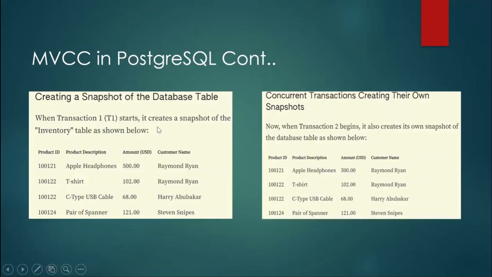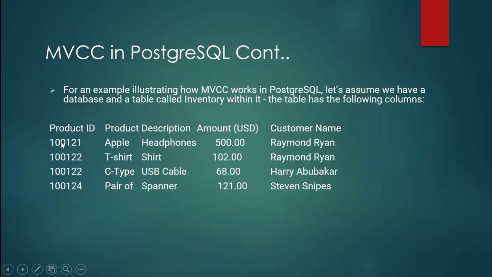Okay, so I'm having two transactions. Transaction T1 is trying to do an update statement, trying to update from 500 to 550. And the other transaction is also trying to update at the same time from 500 to 580. Which means two update statements are being performed at the same time on this particular row, based on the condition product ID 121. I'm trying to update this amount value from 500 to 550 and 500 to 580. So in this situation, what happens?